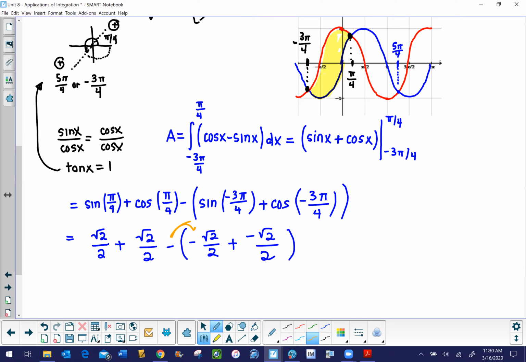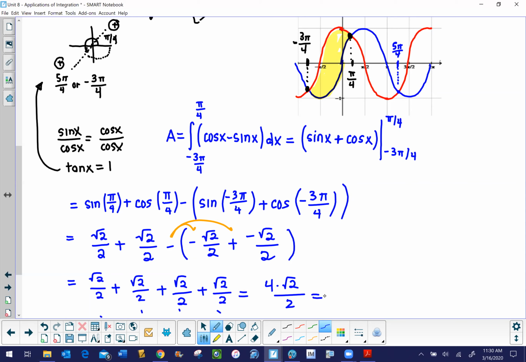So, Mr. Record, we're going to distribute the negative through, it looks like, giving us a radical 2 over 2 plus a radical 2 over 2, plus a radical 2 over 2, plus a radical 2 over 2, which would be 4 radical 2s over 2, which is 2 radical 2.